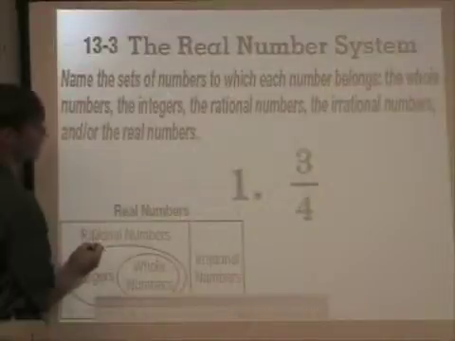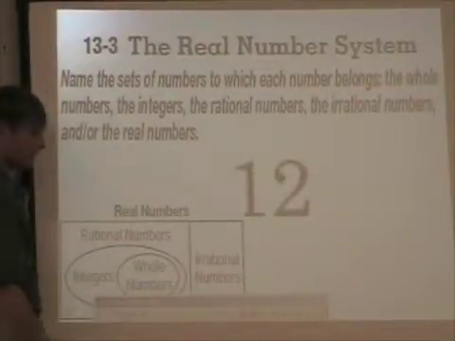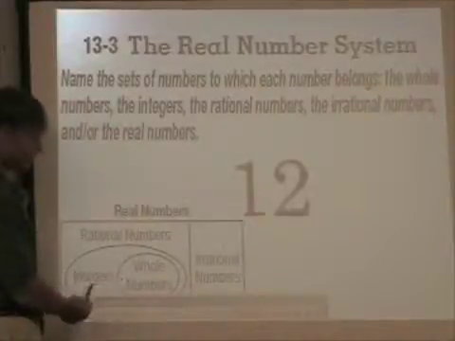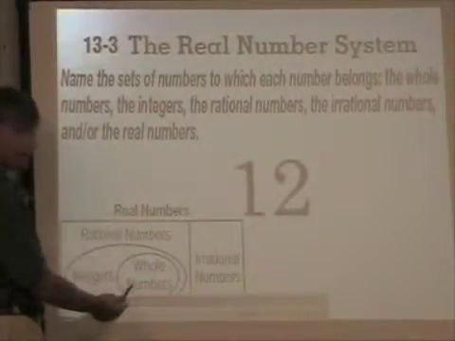Now look at the number 12. What is it? A whole number. It's a whole number, which means it's an integer, and rational, and real. So you have to write all 4 of those.